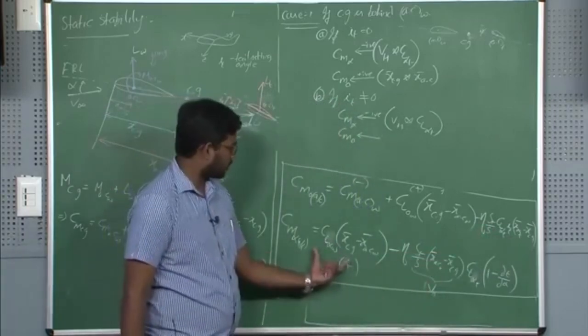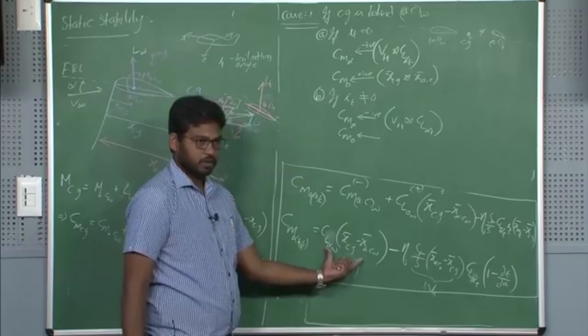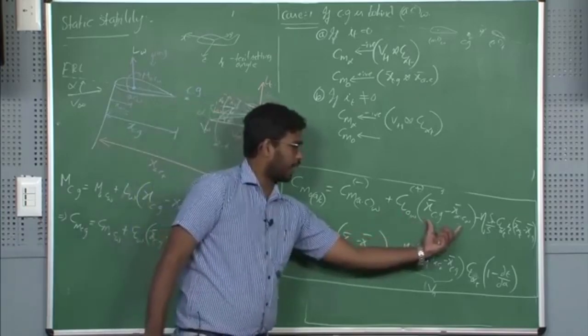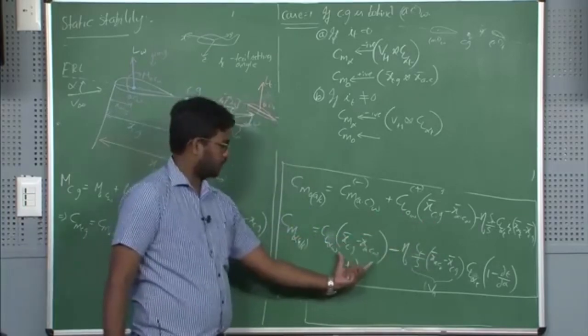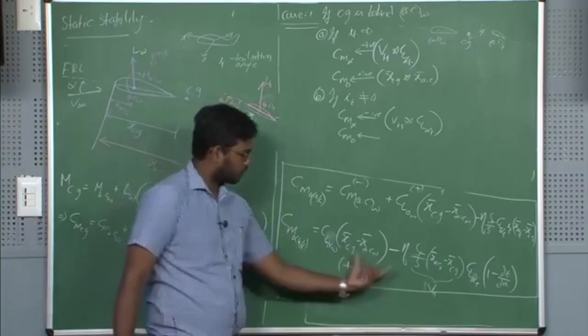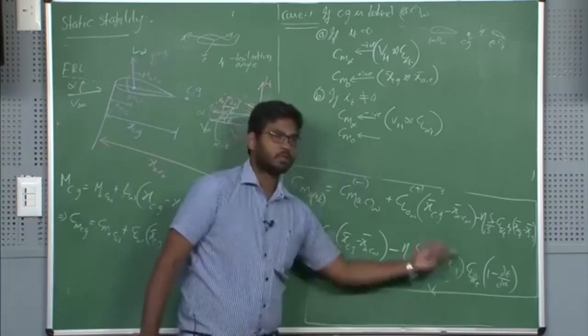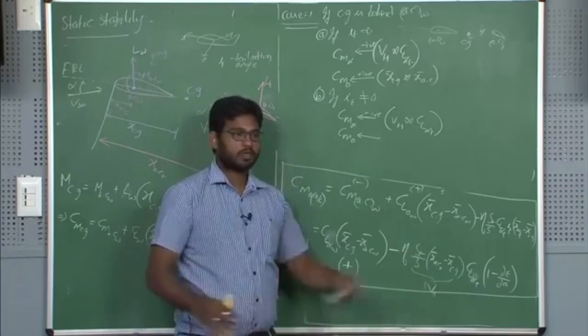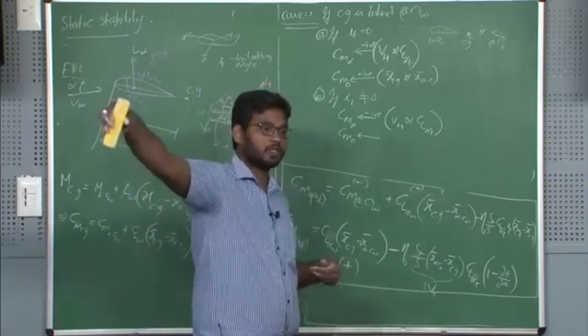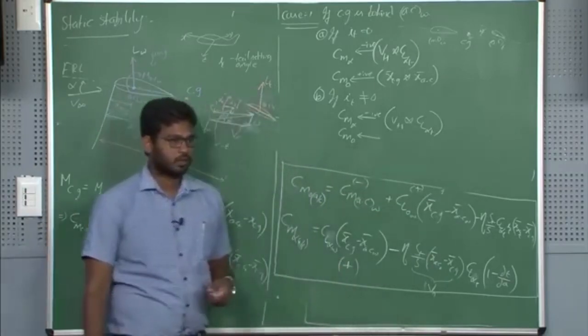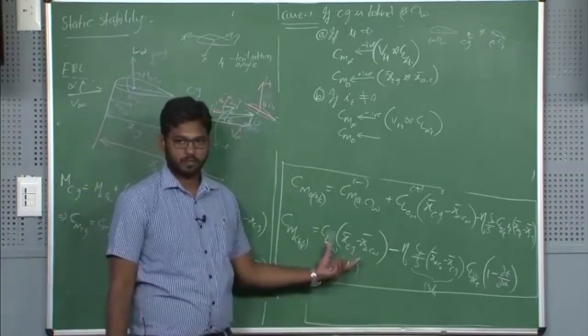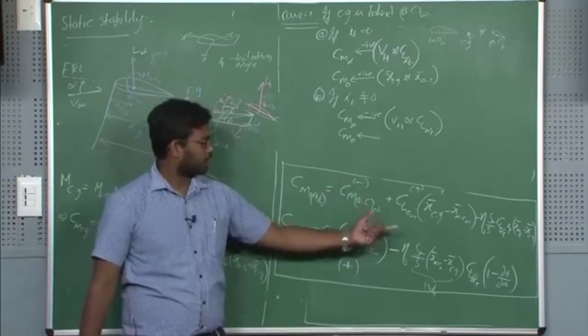So what happens in that case? CL alpha of the wing, if you consider a large distance between this CG and AC, this will also become large. So you have to keep increasing your tail volume ratio here. That means the size of the tail increases and the distance between them should also increase, right. So if we have negative, this is the problem.